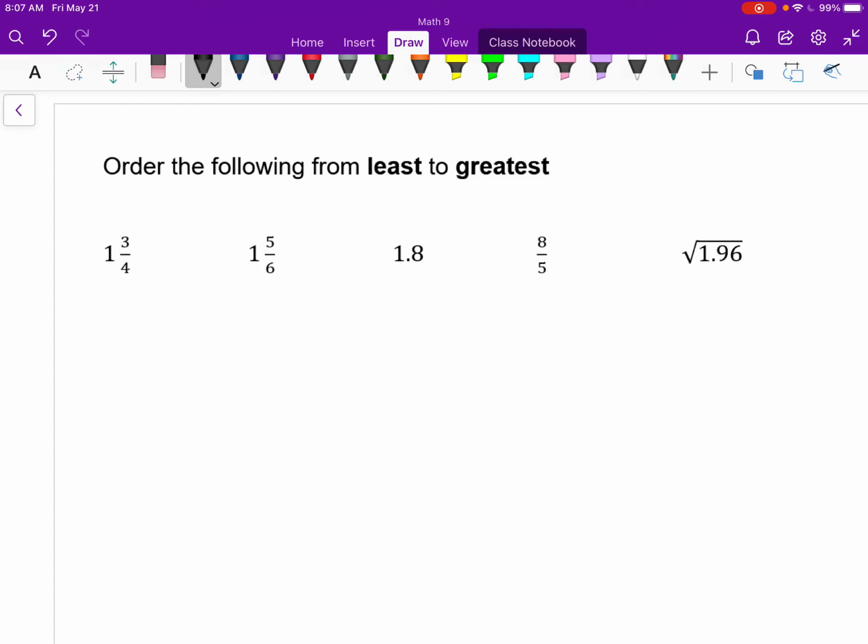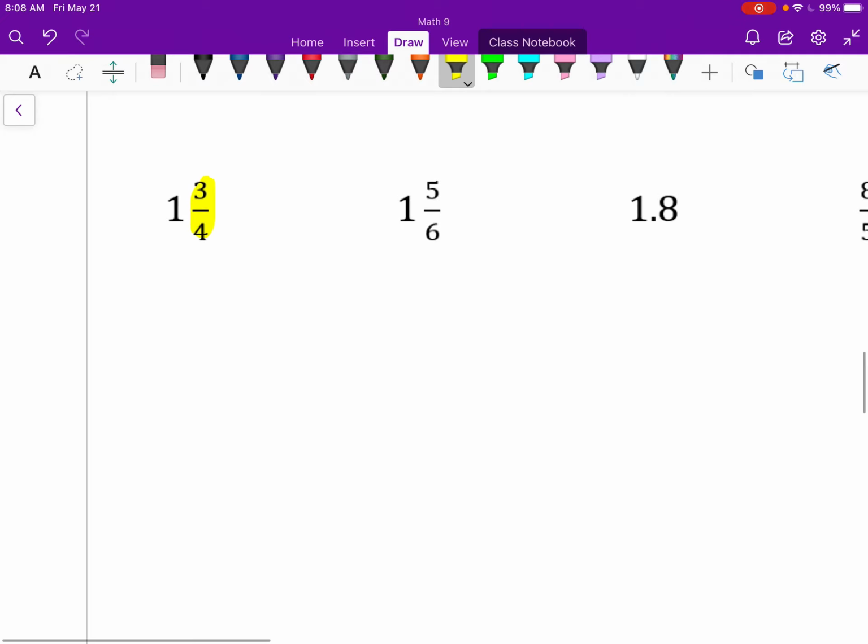I have different rational numbers in different forms. Chances are, though, if you decimalize them, you make the order much more obvious. Quite often, when you decimalize values that have fractions, it becomes much more apparent what's larger and what's smaller. So 1 3/4: you may just know what 3/4 is as a decimal. I mean, if you have 3/4 of a dollar, you have 75 cents. So 3/4 is 0.75, and 1 3/4 is 1.75.